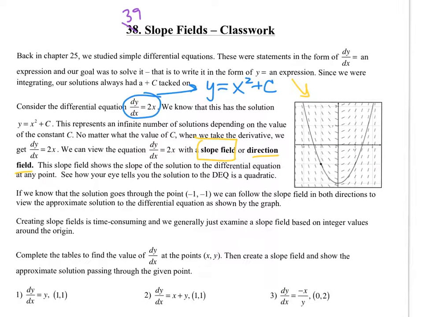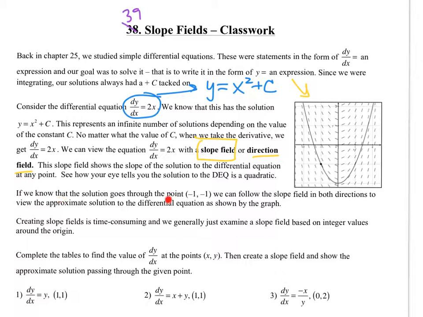Also see how your eye here is telling you that the solution is a quadratic. It could be a quadratic up here, over here, over here. You know, it's a quadratic plus c. C could be positive, which moves it up. C could be negative, which moves it down. So these are all the possible x squared plus c's.